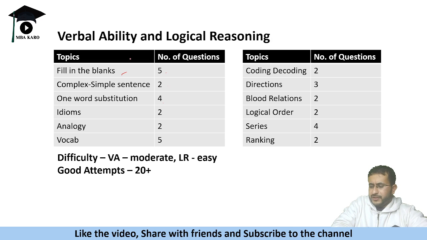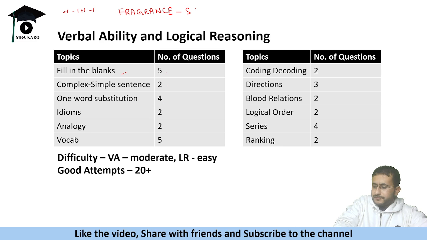One was coding decoding, which was basically alphabet shifting, right? In one, it was shifting plus one, minus one. And another one was also plus one minus one, but I have not written the answer, but that was something like fragrance. SBHSBODFG.